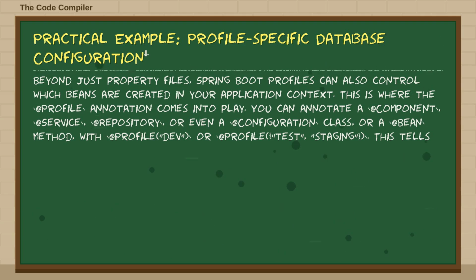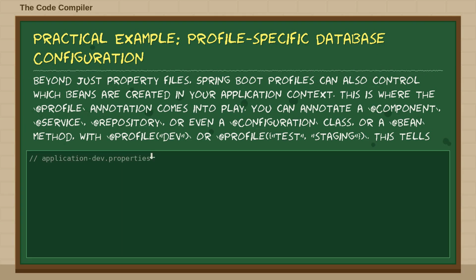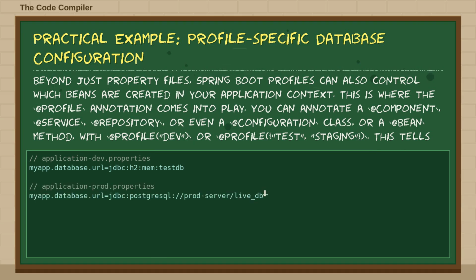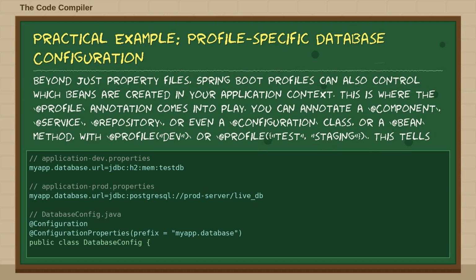active. For example, you might have a mock user service for your development environment and a real user service for production. By annotating them with @Profile("dev") and @Profile("prod") respectively, Spring Boot ensures only the appropriate service is loaded. This is a very powerful feature for creating environment-specific implementations of interfaces.